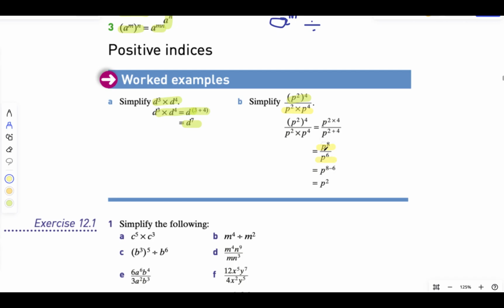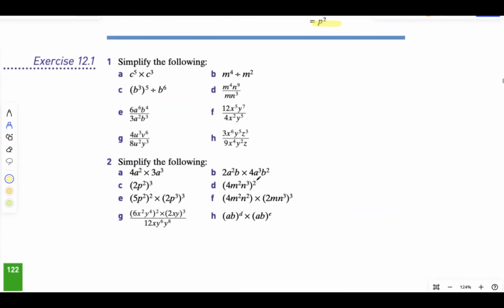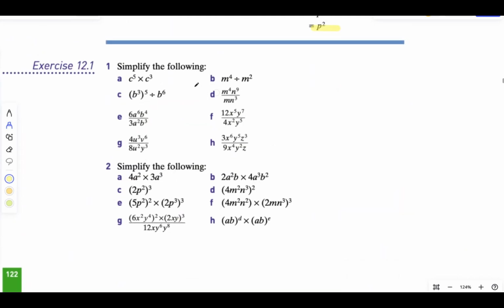Now we apply the second law, because this is division. You see, how many laws have we applied? We applied the third law here, the first law here, and then after that, we apply what we call the second law. P raised to the power 8 divided by p raised to the power 6 becomes p raised to the power 8 minus 6, which gives us p raised to the power 2. Is that okay? So that's the application. So you pause here, you try to solve all of these questions. It's not a big deal.